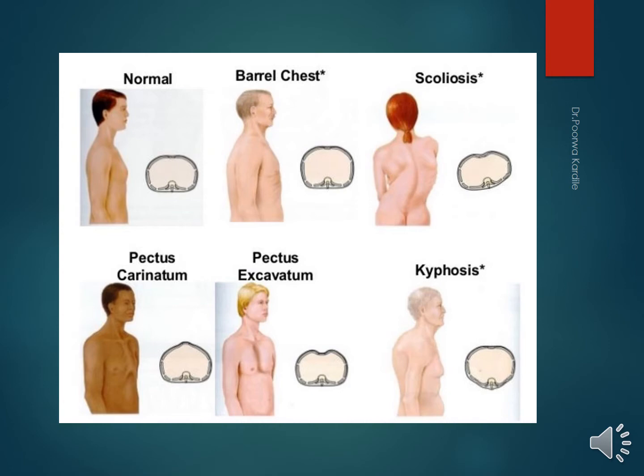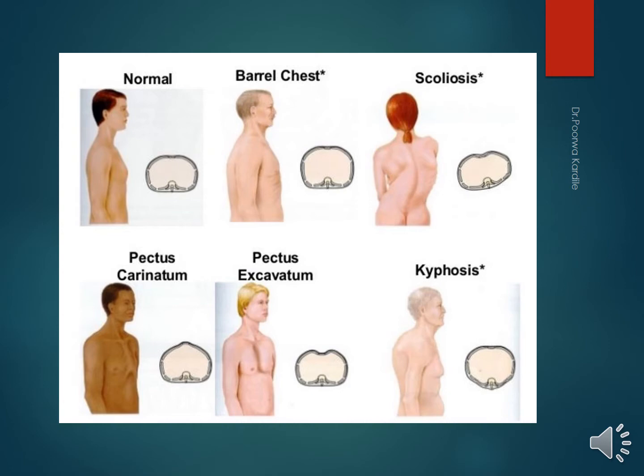The second figure is of barrel chest. In barrel chest, the antero-posterior diameter is increased. The third figure is of scoliosis. Both kyphosis and scoliosis are spine deformities.